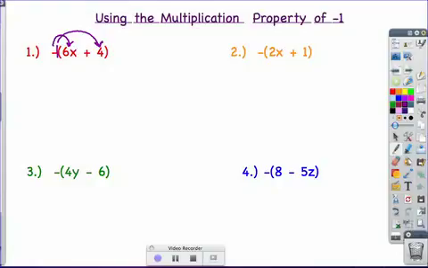Try the next 3 questions, so pause the slide, and when you're ready you may resume. Number 2, -2x minus 1. Number 3, +4y plus 6. Number 4, -8 plus 5z, which in standard form is 5z minus 8.